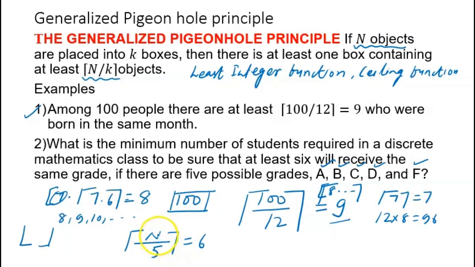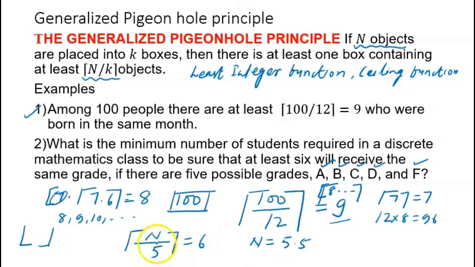So suppose I say that there are n students, and if there are n students, then n by 5 with the ceiling function should be equal to 6. So what will be the value of n? The value of n that we have to take, suppose I take n is equal to 5 into 5.